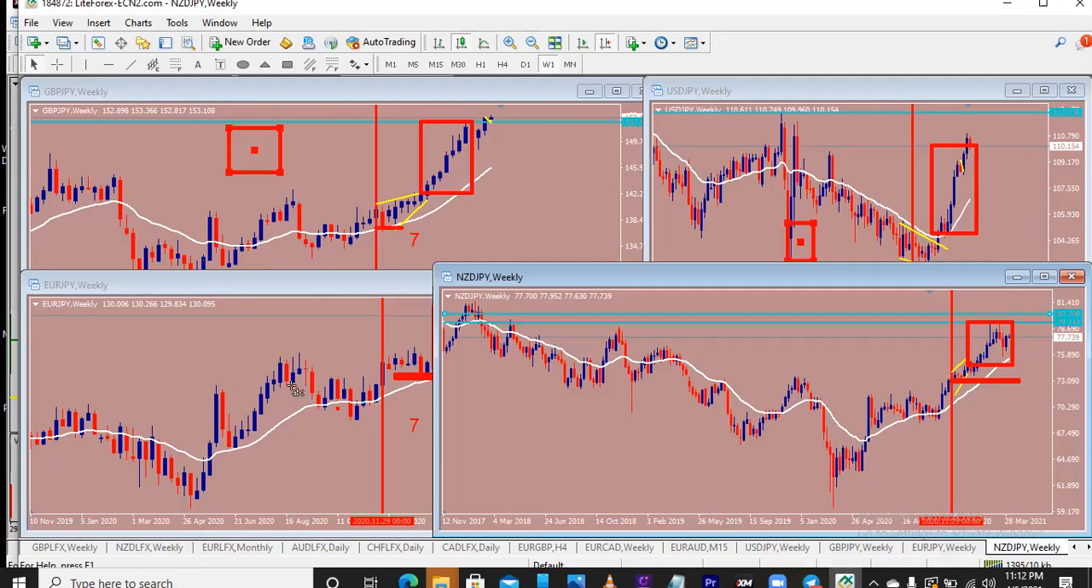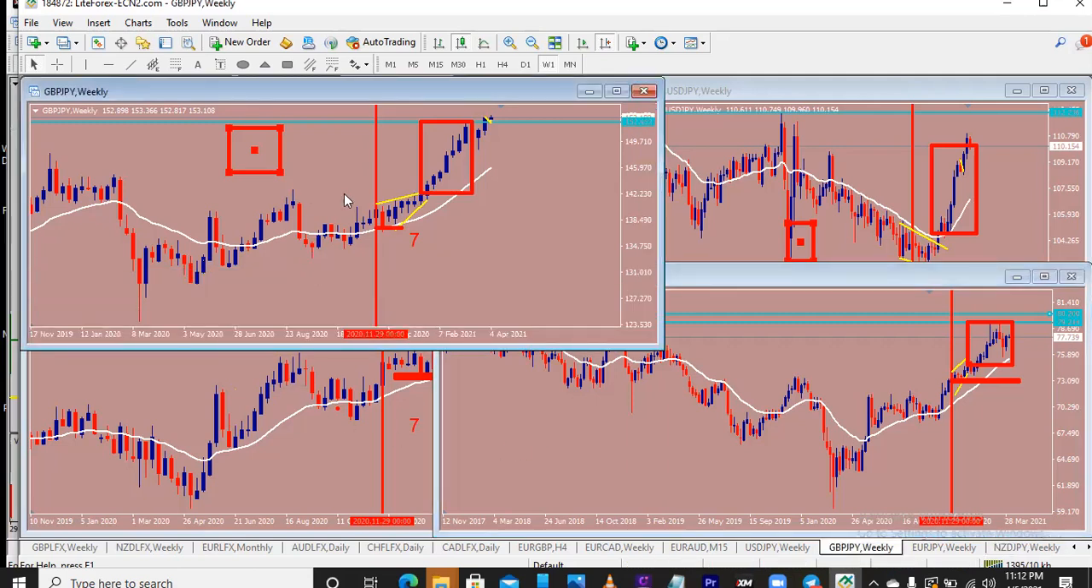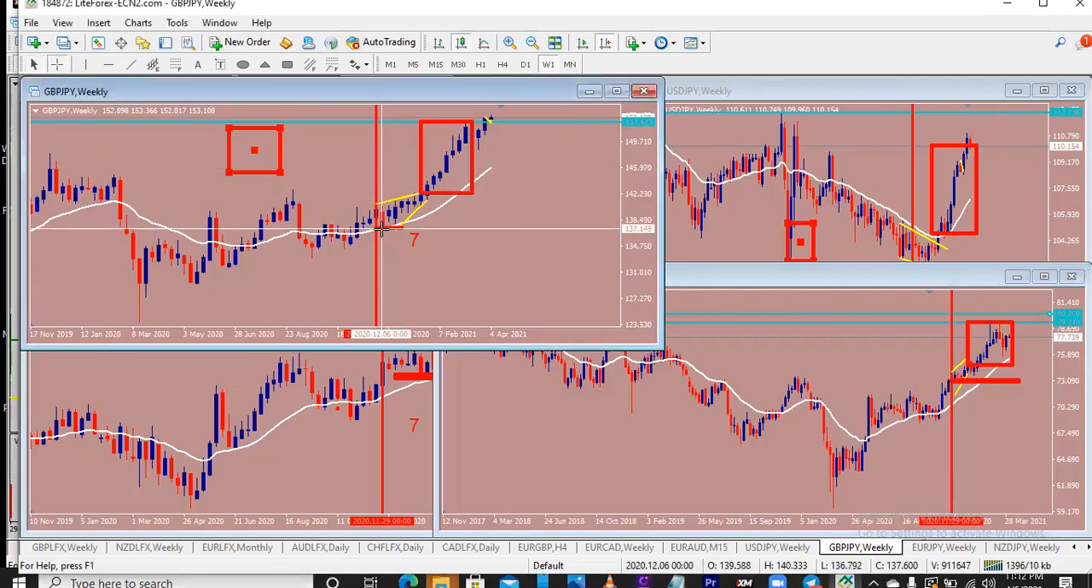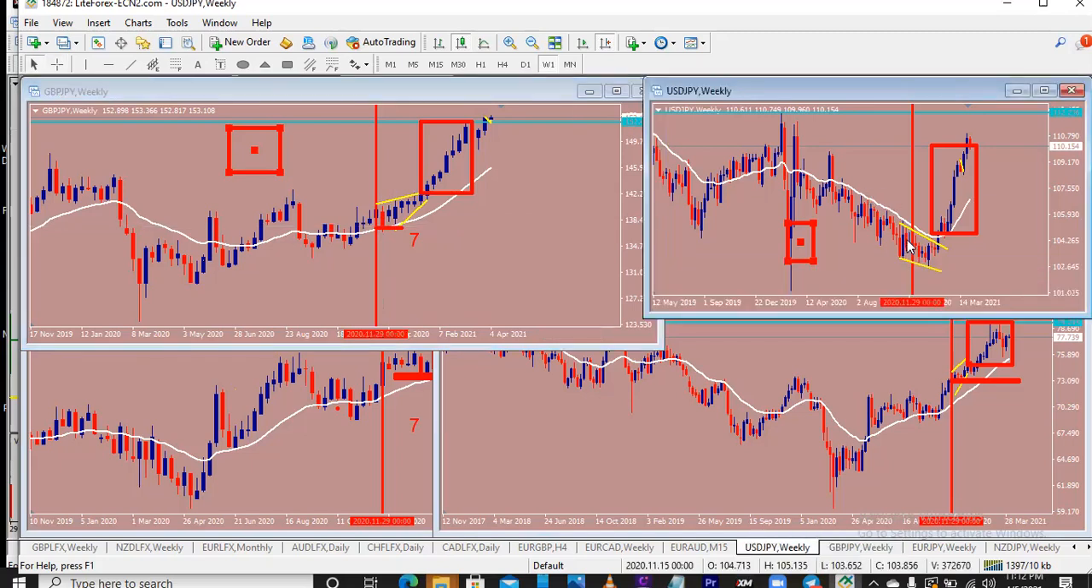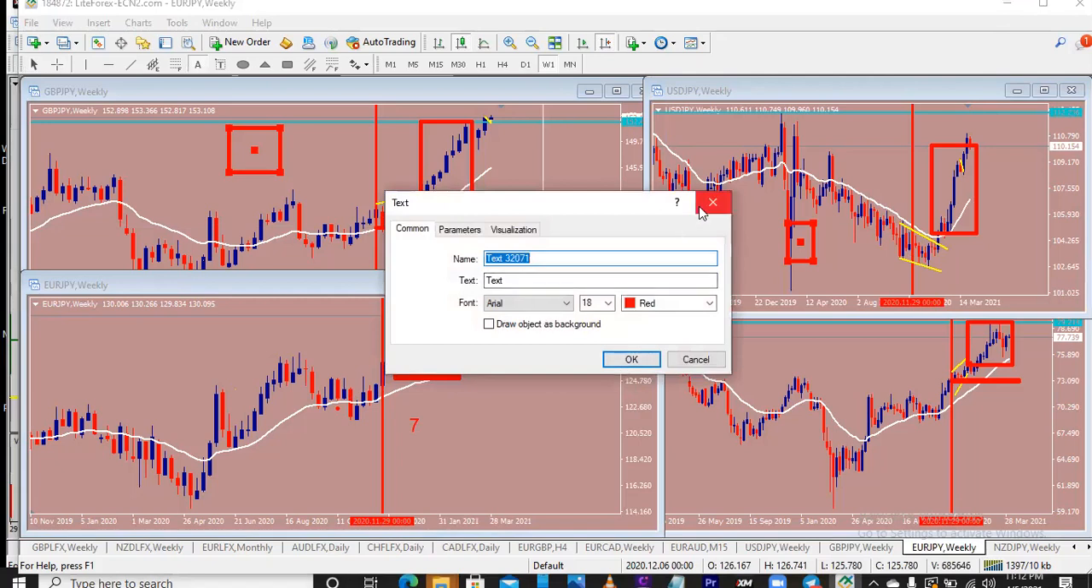That is what happened here in Great Britain JPY. As at this point, Great Britain JPY has already gotten to the point where it is strong. But JPY is still strong, in the sense that, look at it, USD JPY is falling. Euro JPY is falling. Are you getting it?